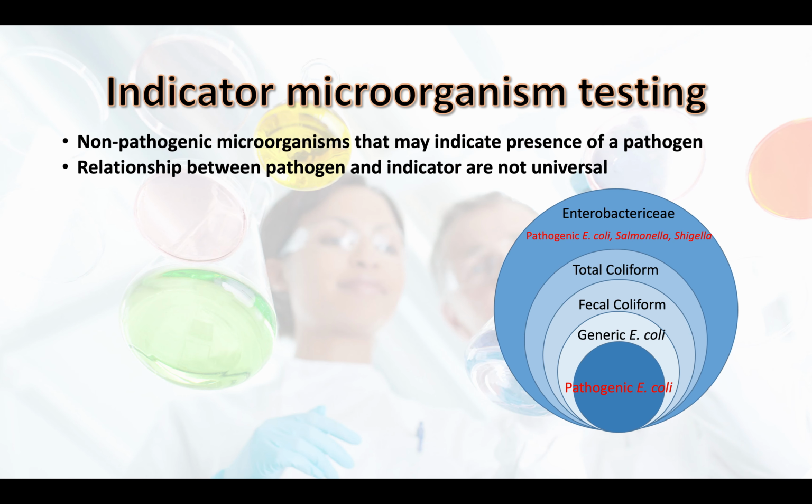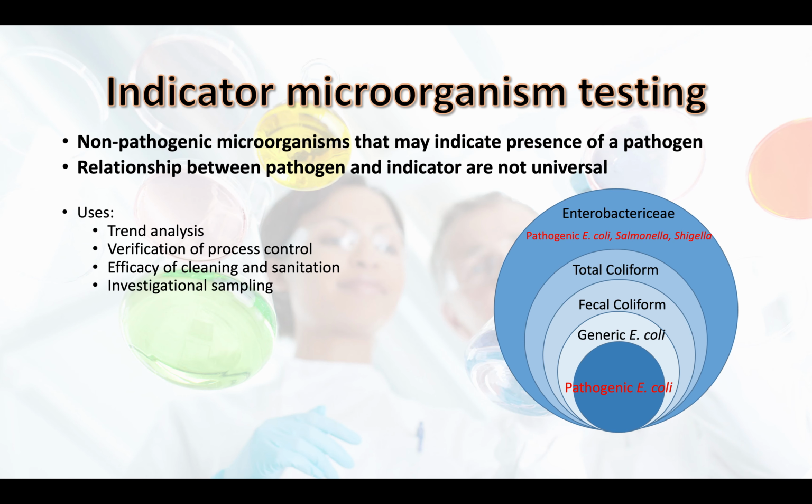Unfortunately, there is not a one-to-one relationship between detection of an indicator organism and a pathogen, meaning that a positive indicator test does not always mean a pathogen is present, and a negative indicator test does not mean a pathogen is absent. Indicator organism tests can be used for tracking trends in microbial loads, for verifying that a process control is working as intended, for determining if cleaning and sanitation is effective, and for investigations into product deficiencies.